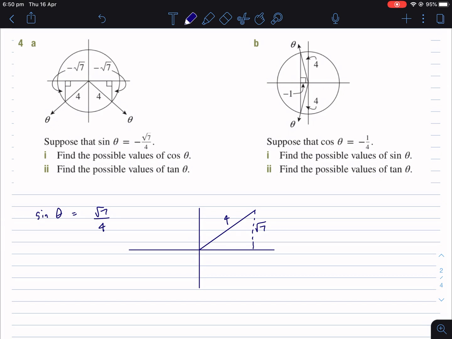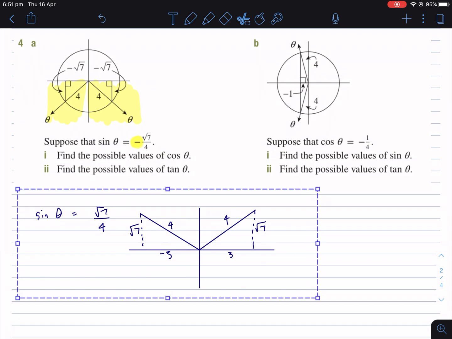Root 7, 4 squared, take root 7 squared. This one would have come out as 3. Yeah? But it could have also worked for over here, where this is 4 and this is root 7. And this would have been negative 3. But they've told us that it's negative, which means they're deliberately telling us that we want to look at these two options here. So what I did was completely irrelevant.